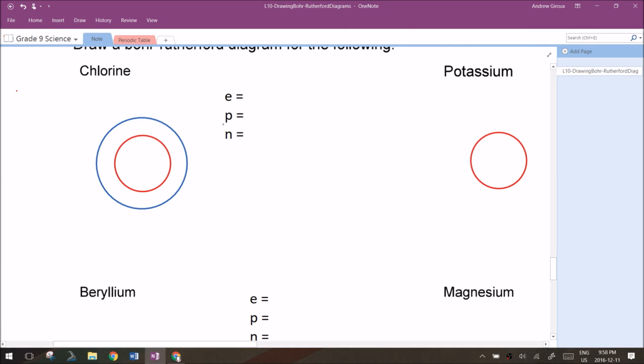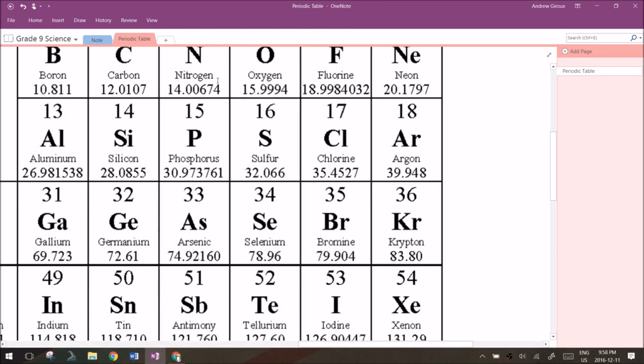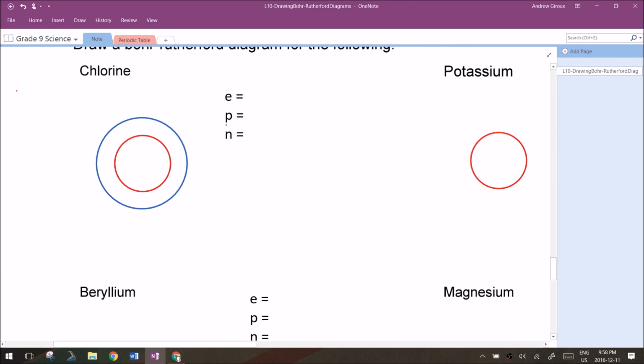So our number of protons will be the same as the atomic number. So one more time, our atomic number of chlorine is 17. Number of electrons is the same as the number of protons, and the number of neutrons is the atomic mass minus the atomic number, which is going to give us 18.